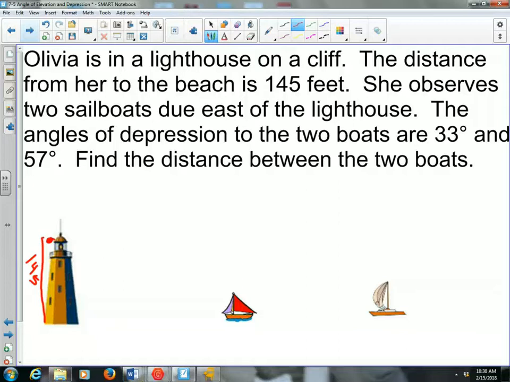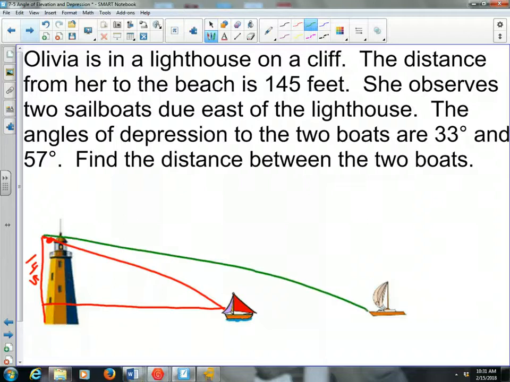So from where Olivia is, she spots this boat. So I'm going to make that with a horizontal line. And she also spots this boat. And so I'm also going to draw this horizontal line. All right. So our instructions here is find the distance between these two boats. So what I'm going to do is draw a line from here to here, and I'm going to call that x. That's what we want to find. It's the distance between the two boats.